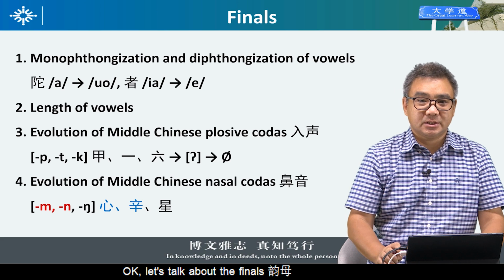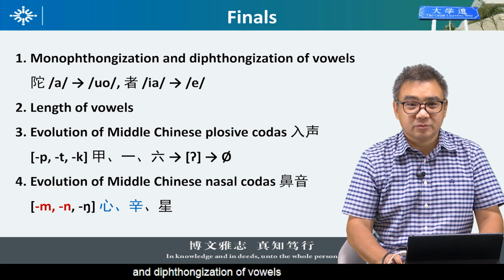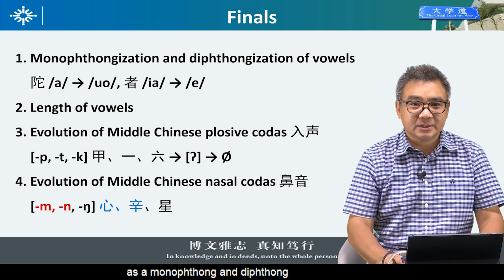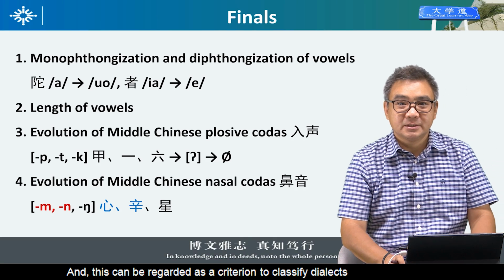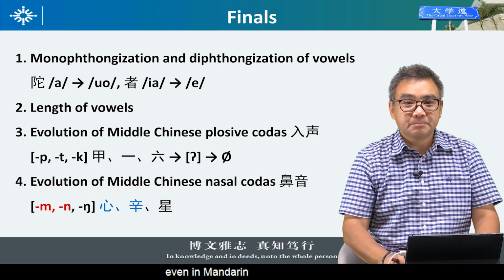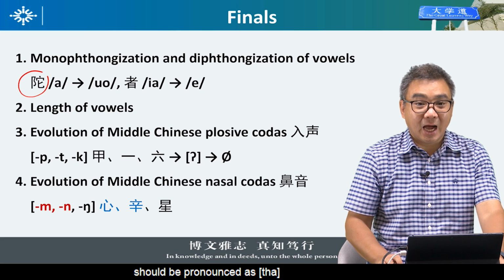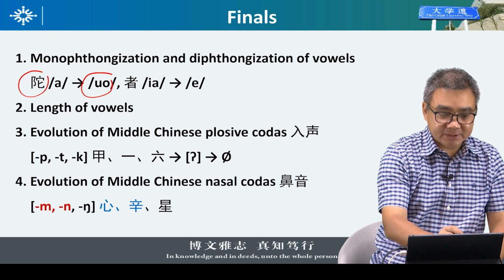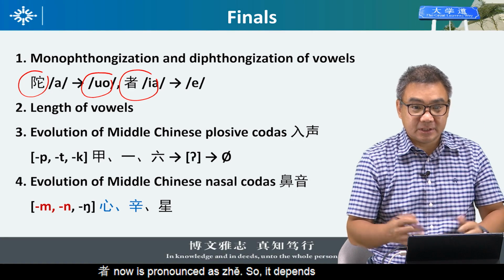Okay, let's talk about the finals, 韵母. And first, you need to consider the monophthongization and diphthongization of vowels. For example, the same finals in Middle Chinese can be read as a monophthong or a diphthong in different situations. And this can be regarded as a criterion to classify dialects. For example, even in Mandarin 普通话, here this character in Middle Chinese should be pronounced as ta, but nowadays it's pronounced as tuo. Well, this dia, 者, now it's pronounced as zhe. So it depends on the situation.